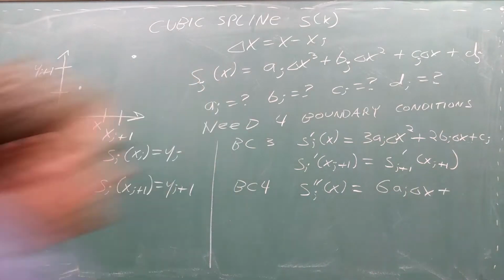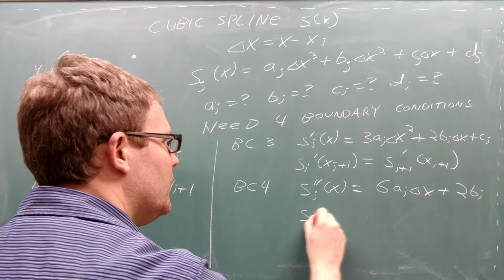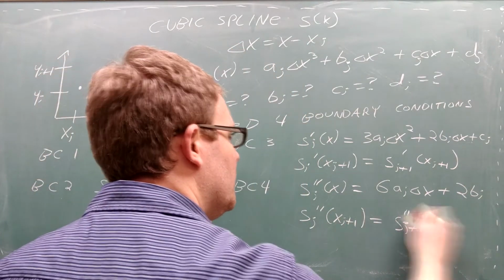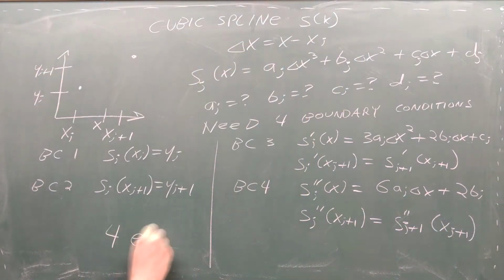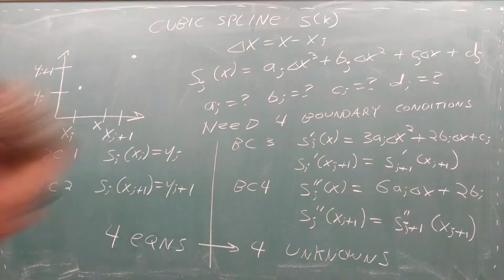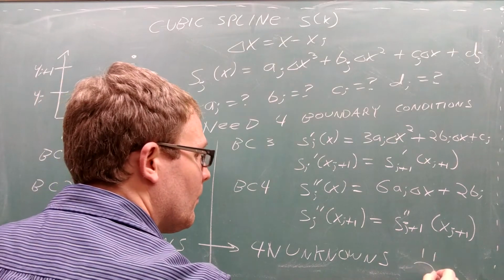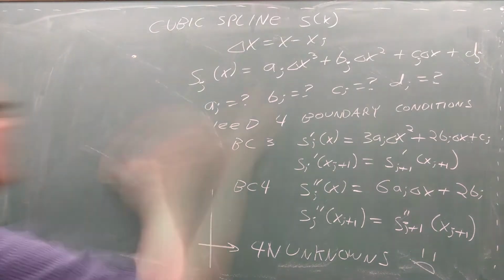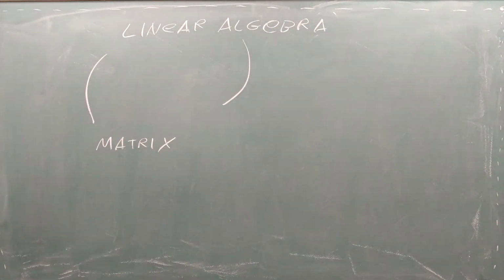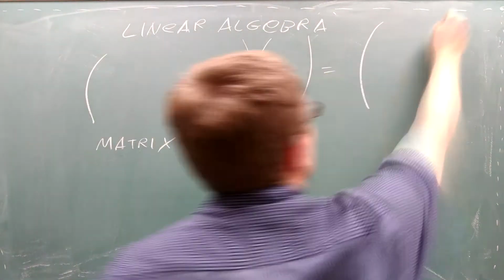We'll take the fourth boundary condition to be that the second derivative also has to match when we reach the next region. That's 4 equations with 4 unknowns. Well, except it's really 4 times the number of data points, giving us a long set of equations. That's exactly what linear algebra is for, so we can set up all these boundary conditions in a matrix equation.